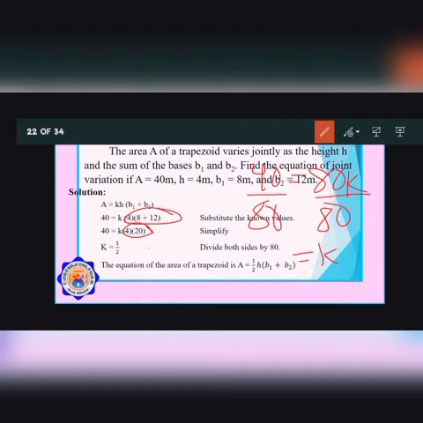So, 40 divided by 40 is equal to 1. And 80 divided by 40 is equal to 2. So, k is equal to 1/2. So, the equation of the area of a trapezoid is a is equal to 1/2 times h times b sub 1 plus b sub 2.